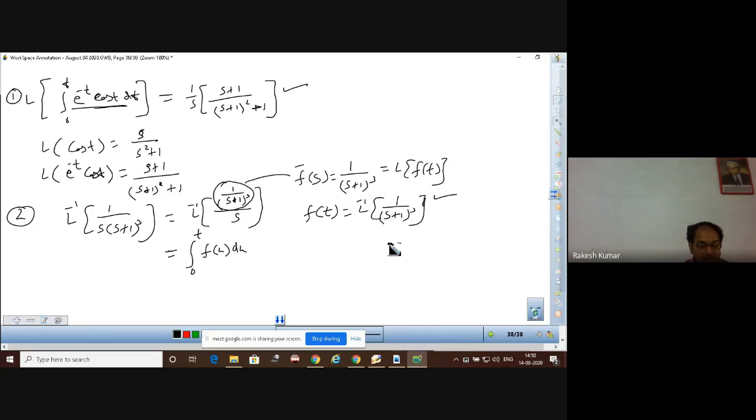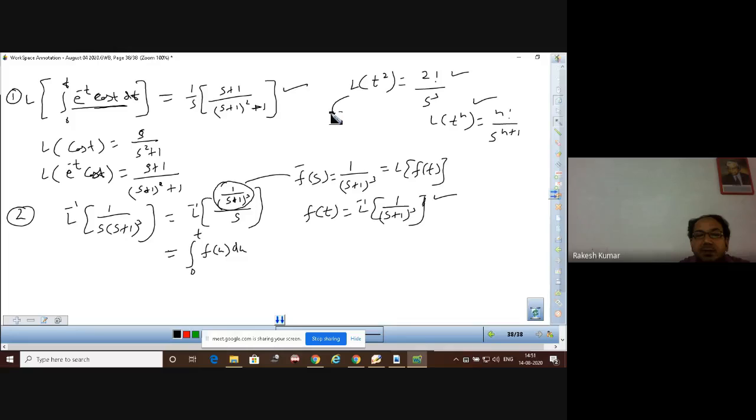And the Laplace inverse of this function can be found by using this formula. And the formula is, now you just see, Laplace of t square is equal to 2 factorial over s cube, because we can use this formula: Laplace of t raised to power n is n factorial over s raised to power n. By using this formula, we can easily write down Laplace of t square is 2 factorial over s cube.